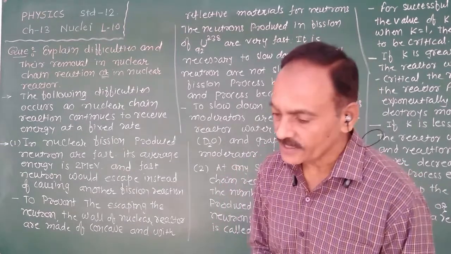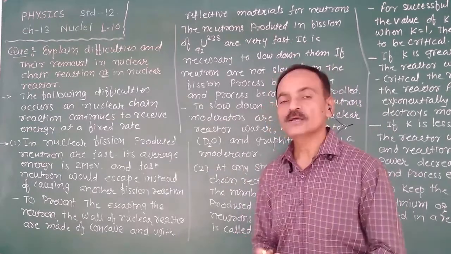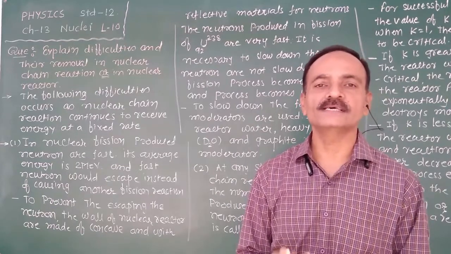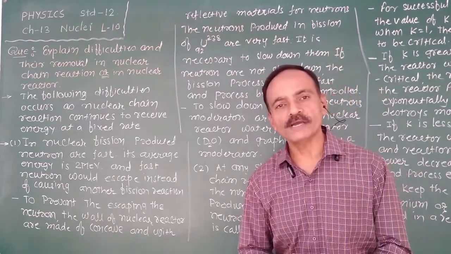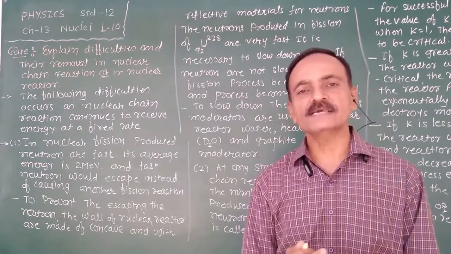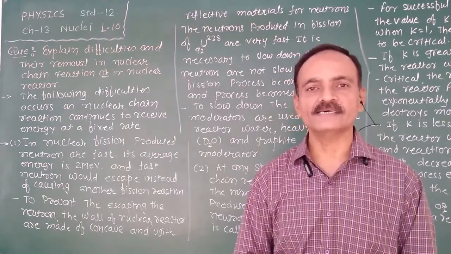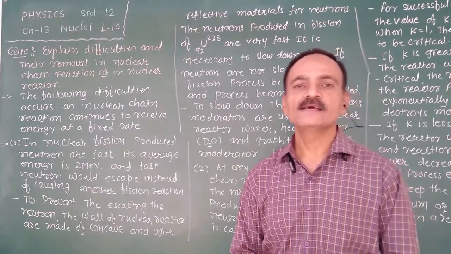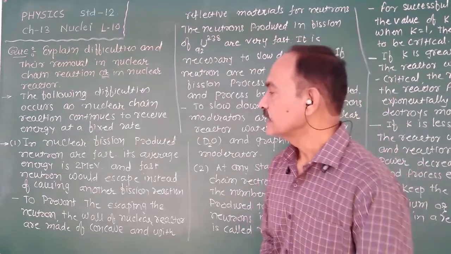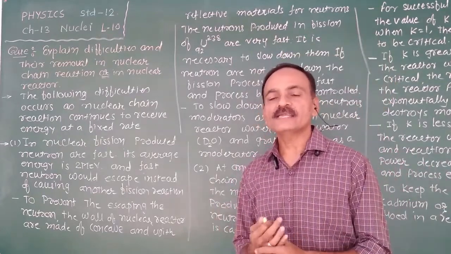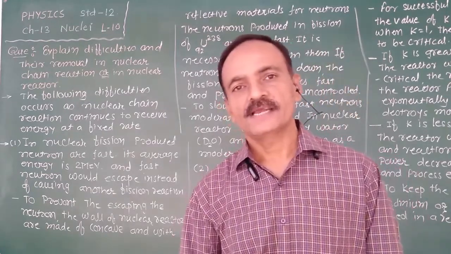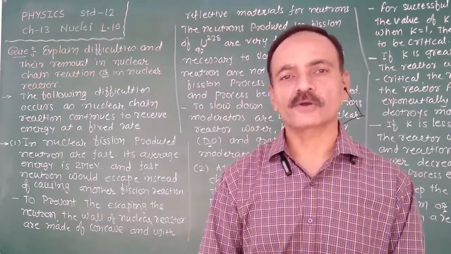So today we are going to discuss what difficulties arise in a nuclear chain reaction or nuclear reactor, and how we overcame these difficulties. The nuclear fission process is used in a nuclear reactor, and as a result we obtain a very large amount of energy. So, what are the difficulties? First, the produced neutrons are very fast. It is necessary to slow down these neutrons.